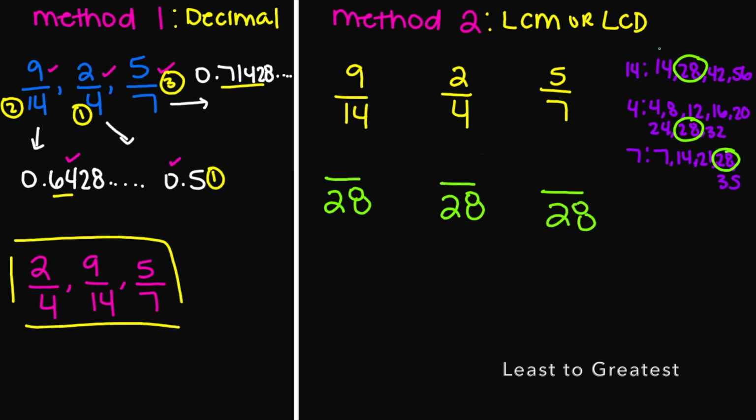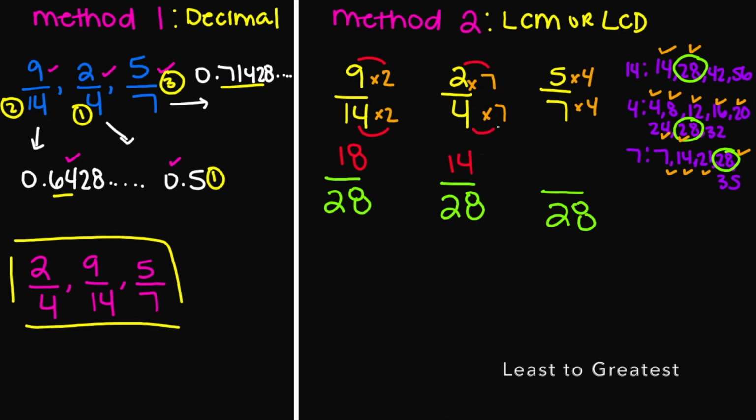So my 14, 1, 2, multiply top and bottom here by the number 2. For my 4, 1, 2, 3, 4, 5, 6, 7. I'm going to multiply top and bottom here by the number 7. For my 7 here, 1, 2, 3, 4. I'm going to multiply top and bottom here by the number 4. 9 times 2 is 18. 14 times 2 is 28. We got that. 2 times 7 is 14.